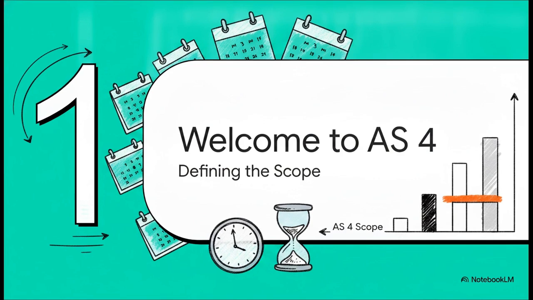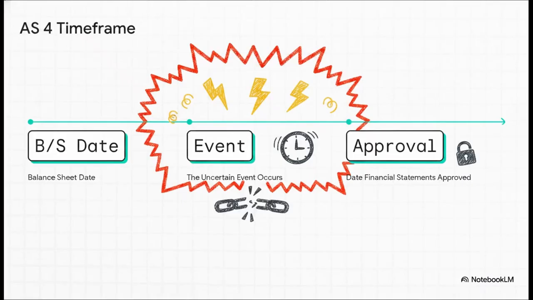Welcome to AS4, defining the scope. So, before we do anything else, we absolutely have to establish the exact time frame that AS4 actually cares about. Think of this as the danger zone. It's that critical window of time right between your balance sheet date and the date the financial statements are officially approved by the board. If something wild happens in this specific window, AS4 kicks in and dictates exactly how you have to report it. It's a really tense period because honestly the numbers can still change.